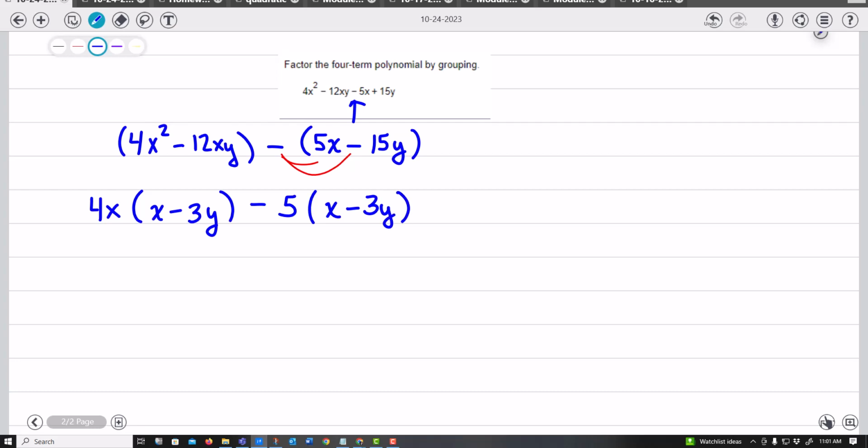And if you watched the last video, remember I said this will always happen. And so it's kind of nice because it helps you factor this out. And so now if I bring the x minus 3y out front, that leaves me with the 4x minus 5 for my final answer.